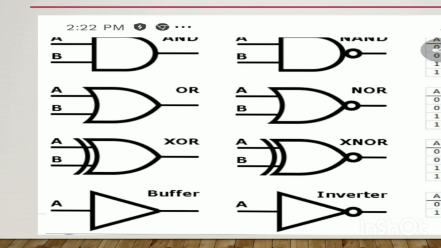This is buffer, and this is for A and B. This is NAND. This is NOR. This is XOR. This is XNOR, exclusive NOR. So these are the gates.